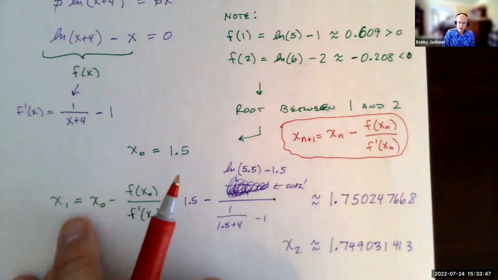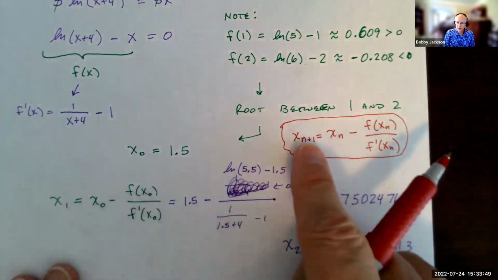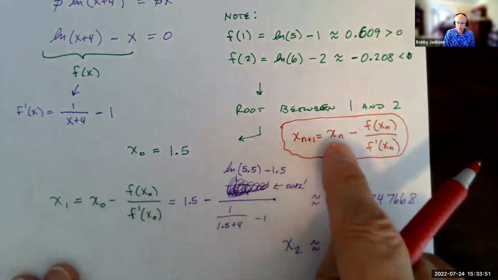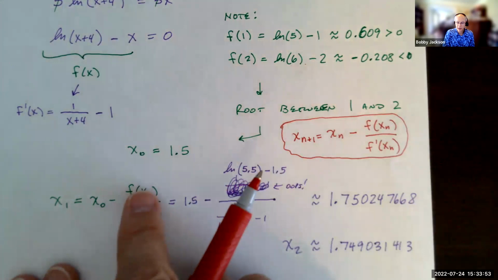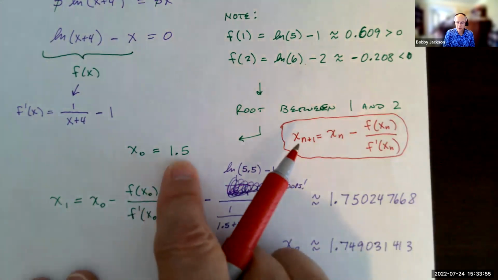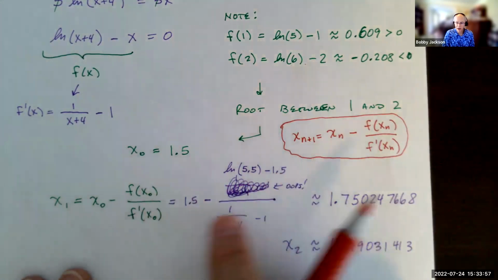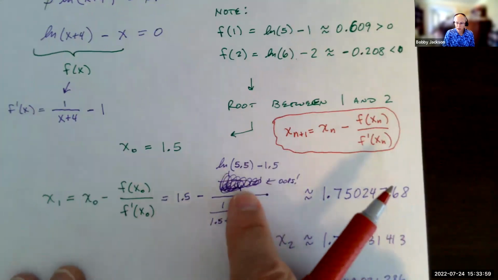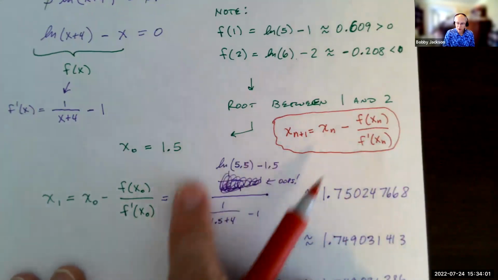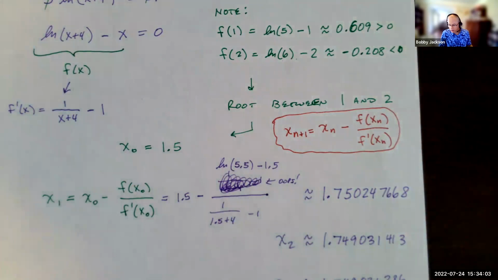So now to find x sub 1, right, n is 0, so I have x sub 0 minus f of x sub 0 over f prime of x sub 0. I'm using x sub 0 as 1.5, and I can plug it all in. I made a little mistake there. I'm really not going to worry too much about this because I'm going to do it all in the calculator, just as I show in the lecture video.